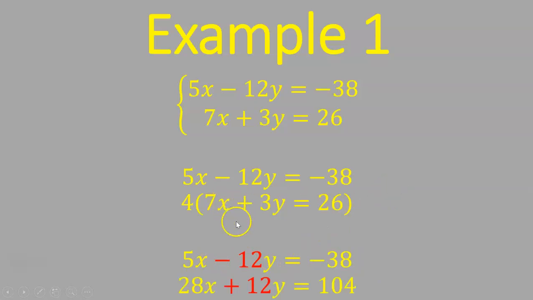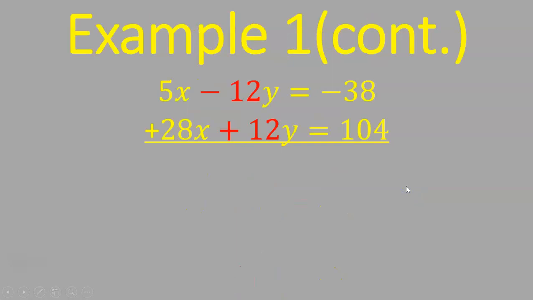The second equation becomes 28x plus 12y equals 104. Notice that both the x and the constant over here are affected, even though we're not really aiming for that. We're aiming for the y. You have to multiply the entire equation by 4. And obviously in red, we have these opposites now. That's what we're after.